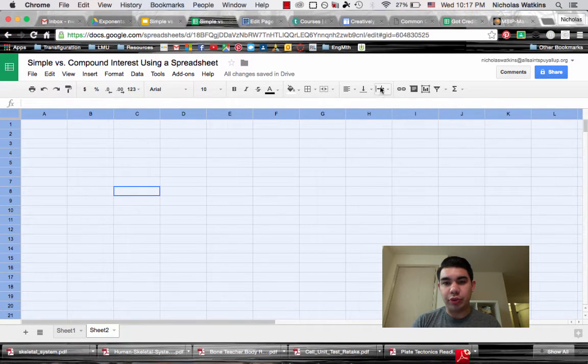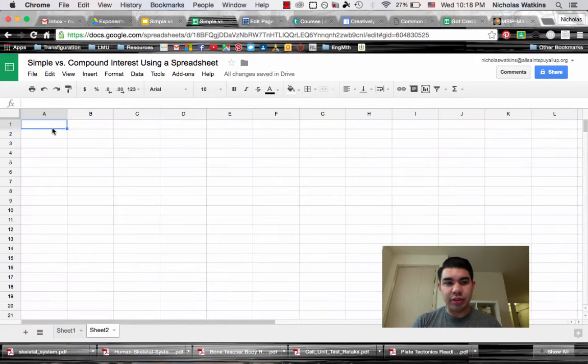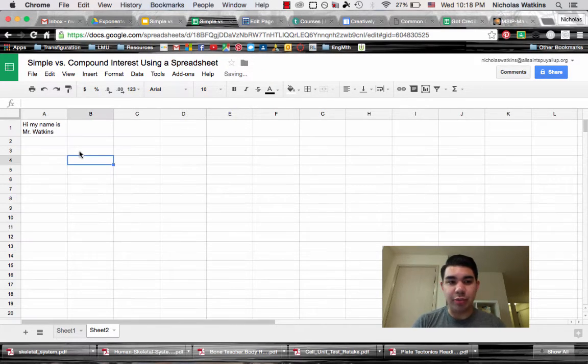What we're going to do is go over to this button. It's called text wrapping. We're going to change this option to the wrap button. It kind of looks like a sideways U-turn. So what that does is, let's say that we're starting to type, "Hi, my name is Mr. Watkins," and it goes outside the box. When you click outside, it just wraps around, and so it'll start expanding vertically instead of horizontally.